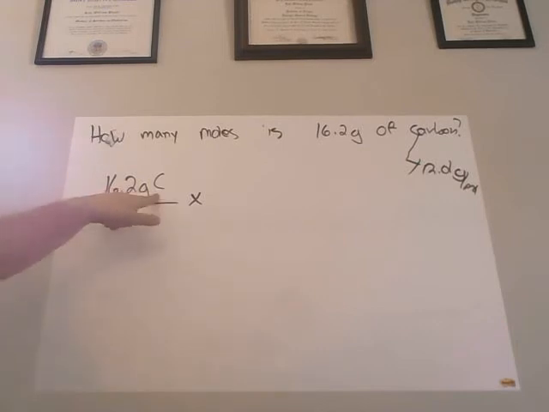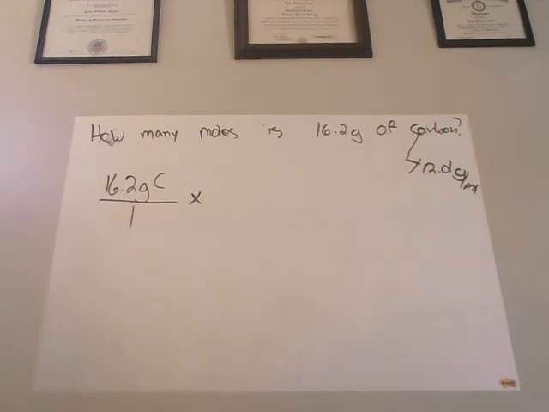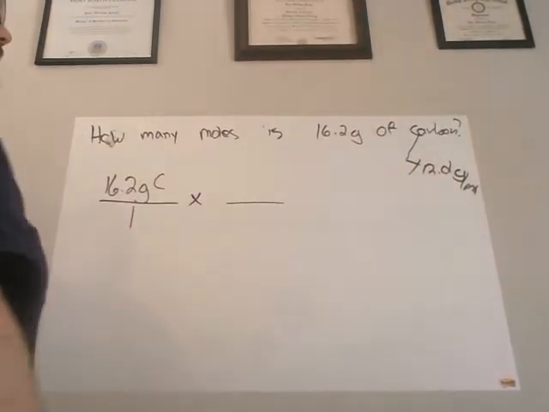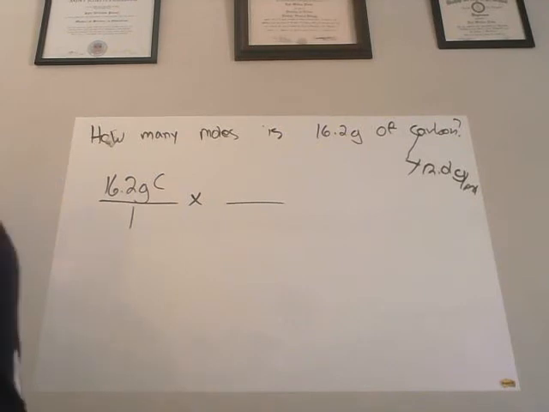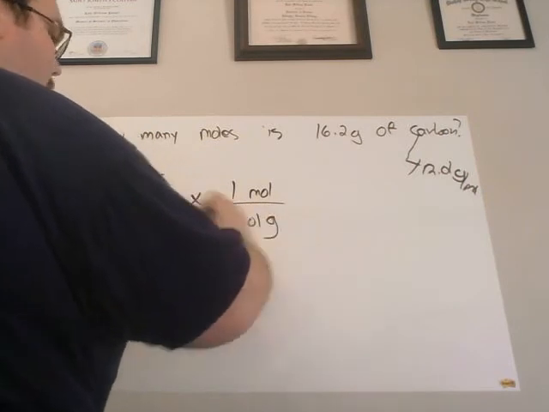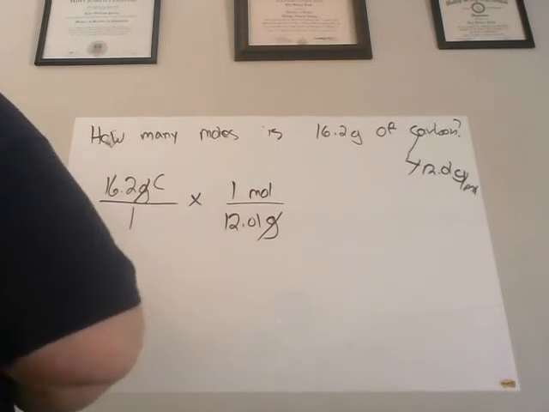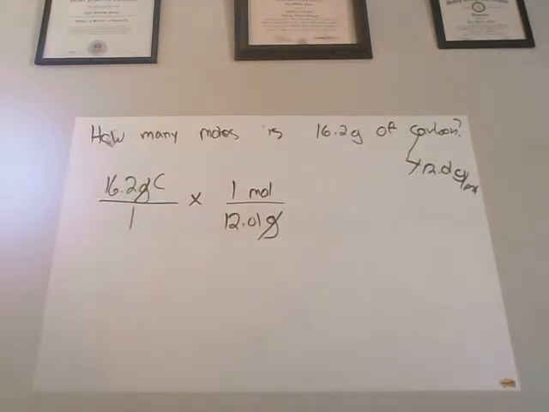Well, we see we're given grams here, so we want grams in the bottom of our fraction to cancel out. So instead of 12.01 grams over 1 mole, we're going to do 1 mole over 12.01 grams. We'll plug that in. My grams units cancel, and I'm left with moles. So to figure out how many moles of carbon I have in 16.2 grams of carbon, I take 16.2 and multiply it by 1 over 12.01.